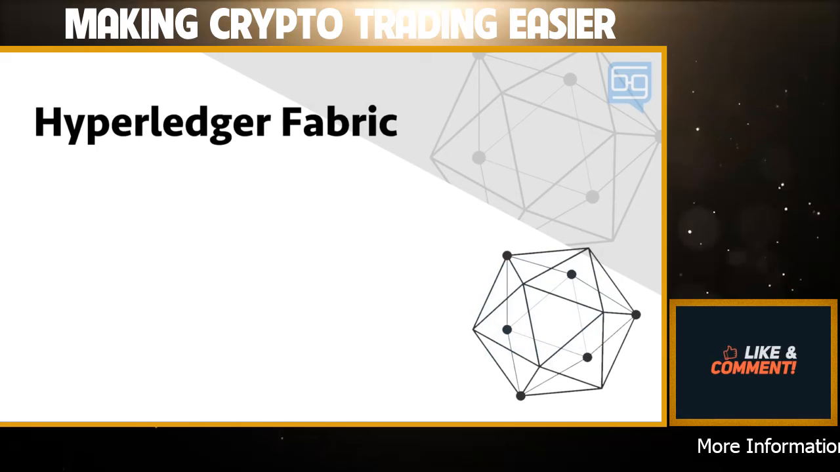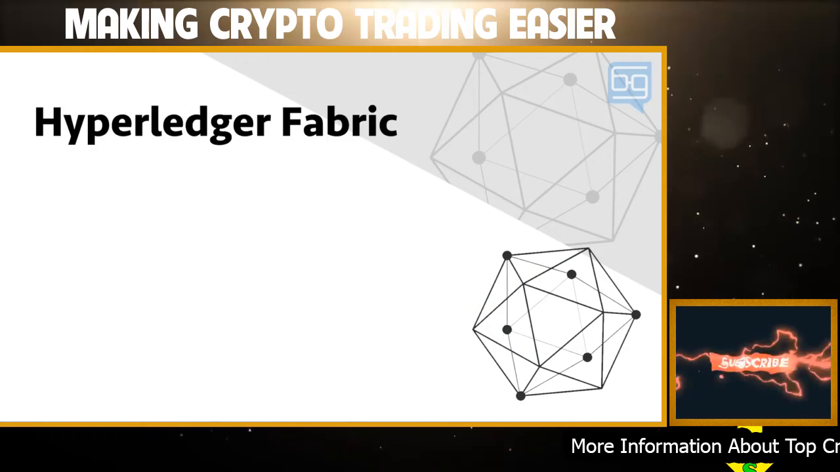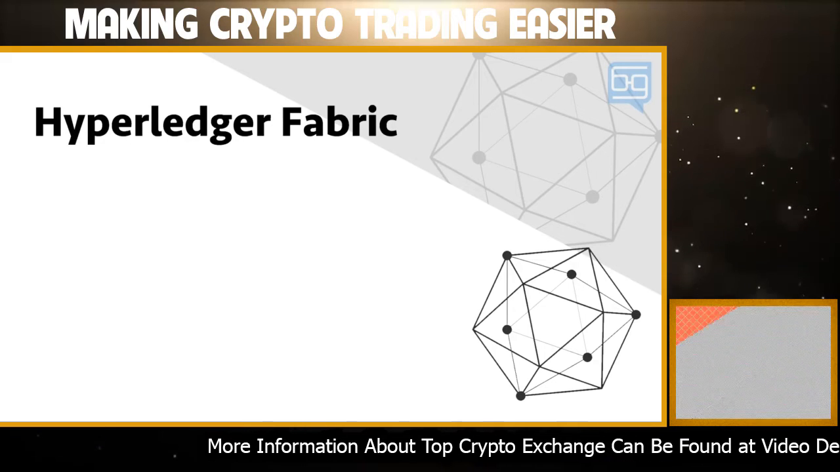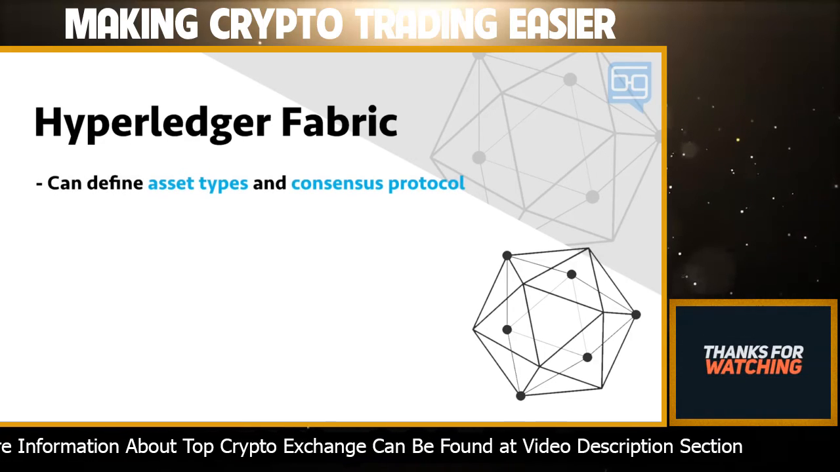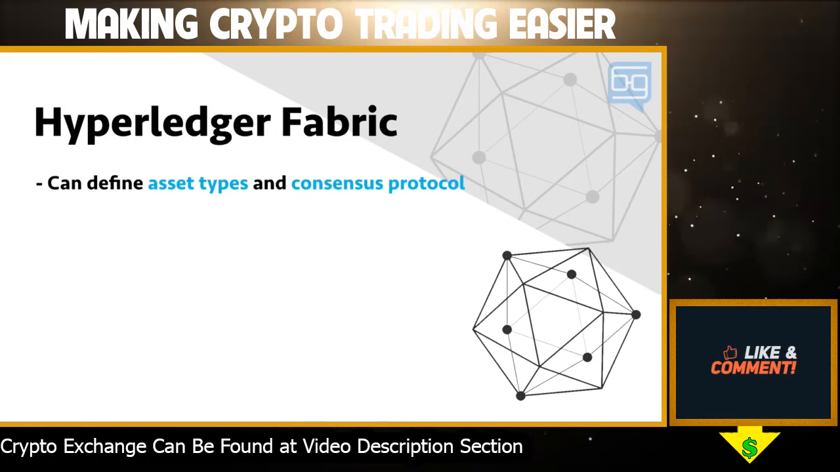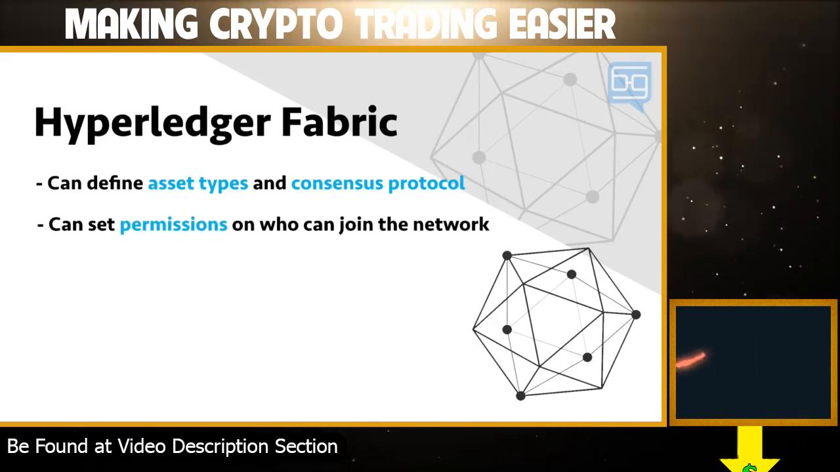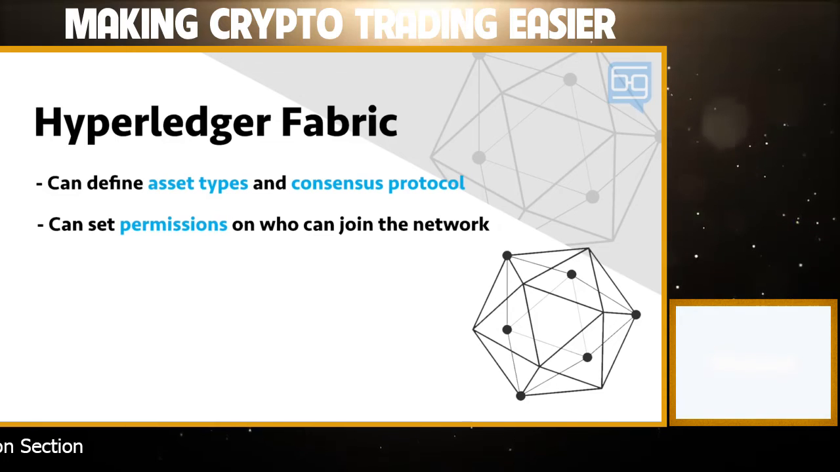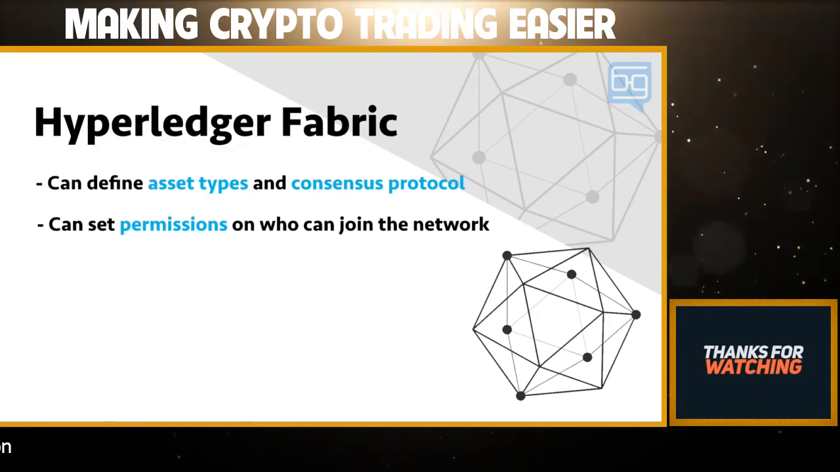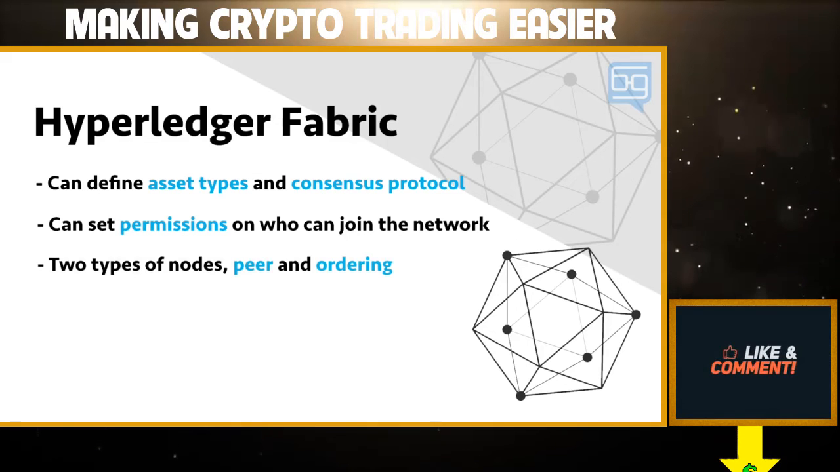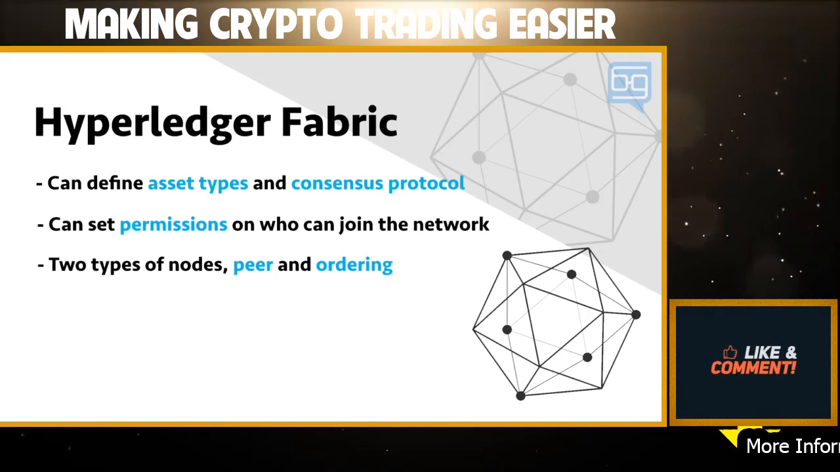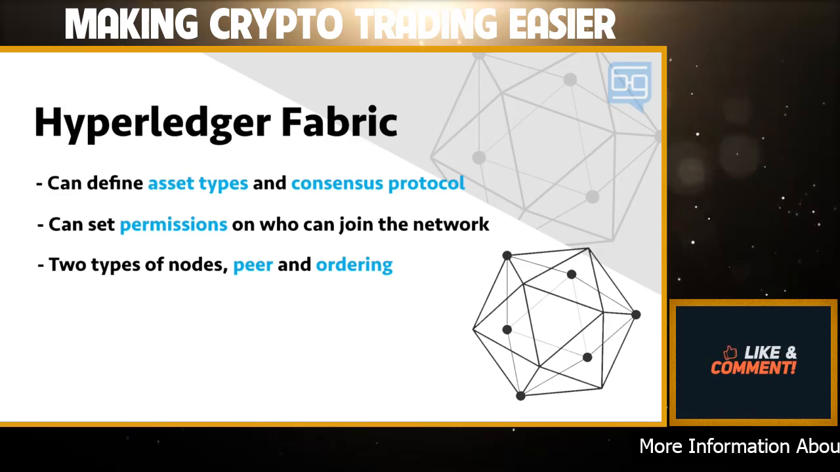To summarize, Hyperledger Fabric has a modular design that enables 5 core functionalities. Members of a business can define asset types and a consensus protocol for ordering transactions. They can also set permissions on who can join the network and what type of access each membership can grant. To increase efficiency, nodes are divided into 2 types: peer nodes and ordering nodes, with peer nodes batching, verifying, and processing transactions, and ordering nodes logging and ordering those transactions in chronological order.